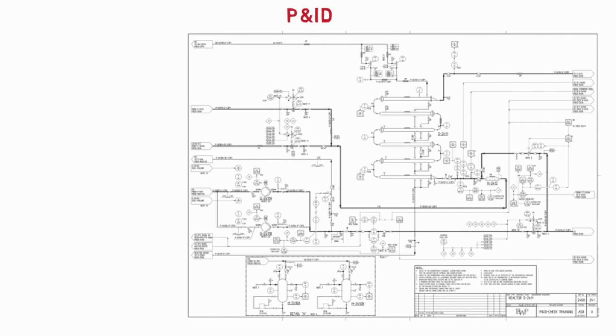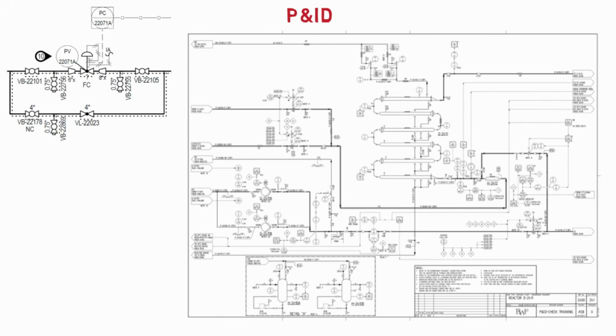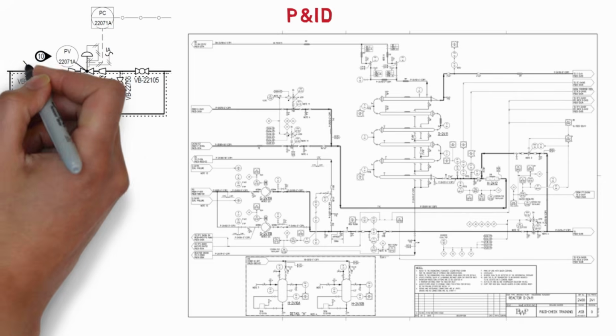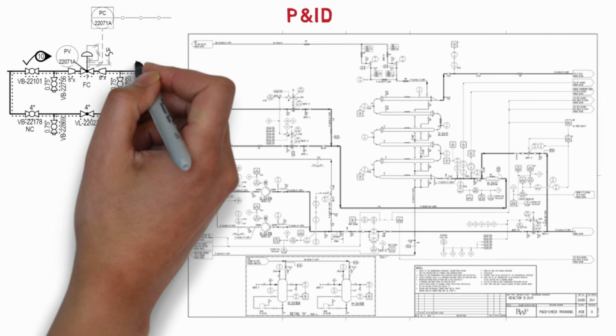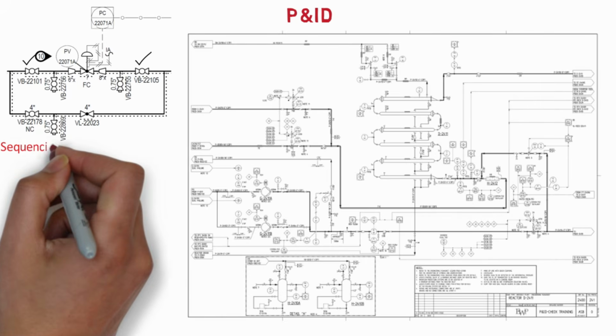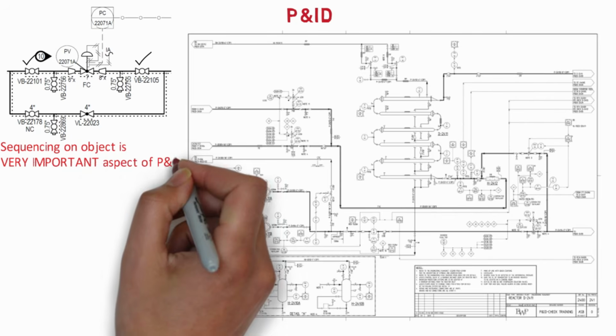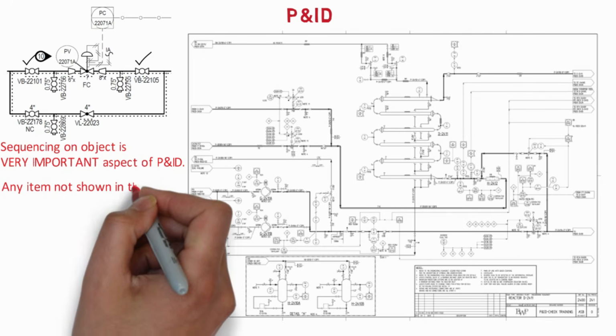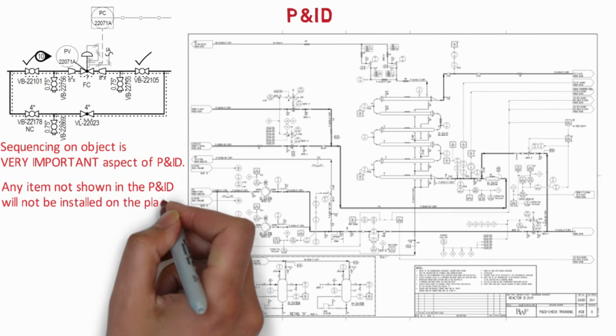All the valves and functional fittings required in each pipe to meet all the above foreseeable conditions must be shown and identified in their correct functional location. For example, a control valve must have block valves upstream and downstream. It is no use showing both block valves on one side and hoping that the detailed piping designer will realize what is needed. In short, everything needed on plant must be shown in the P&ID and accounted for in purchasing and erection stages. Sequencing of objects is a very important aspect of P&ID. Conversely, any item not shown in the P&ID will not be installed on the plant.